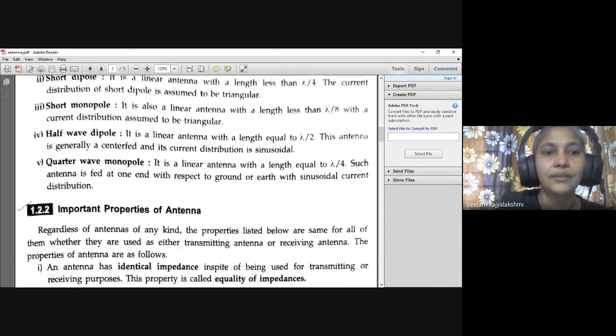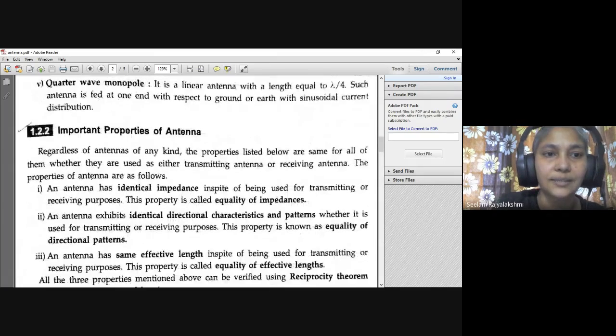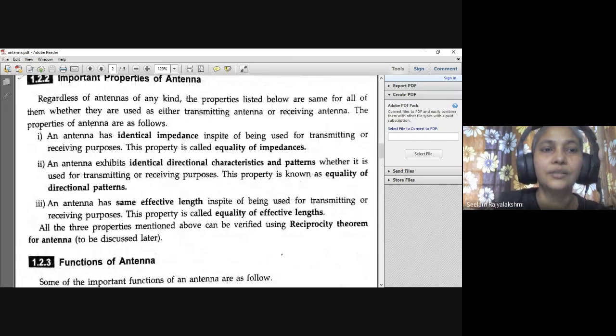Now let us see the important properties of antennas. Regardless of the kind of antenna, the properties listed below are the same for all of them, whether they are used as a transmitting antenna or a receiving antenna. Whether we are receiving or transmitting a signal, the properties are the same. An antenna has an identical impedance whether used for transmitting or receiving purposes.